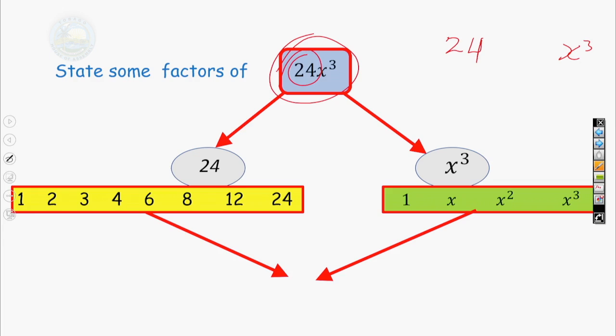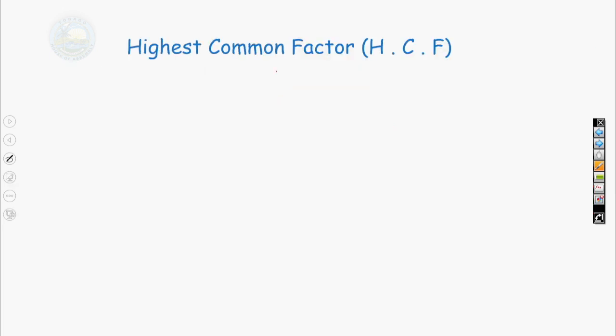So for us to get the factors of that, we are going to combine the factors of the coefficient with the factors of the variables. And that's what we do to get the factors of any term in algebra. Once you know the factors of the coefficients and the factors of the variables, you just combine them and you get the factors of your algebraic term.